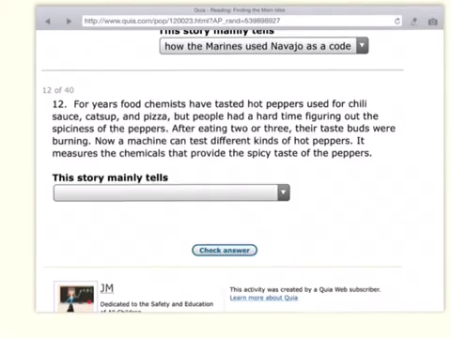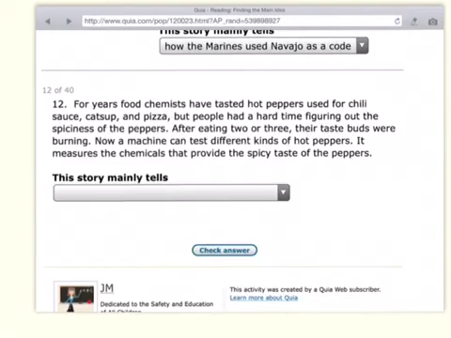For years, food chemists have tasted hot peppers used for chili sauce, ketchup, and pizza, but people had a hard time figuring out the spiciness of the peppers. After eating 2 or 3, their taste buds were burning. Now a machine can test different kinds of hot peppers. It measures the chemicals that provide the spicy taste of the peppers.